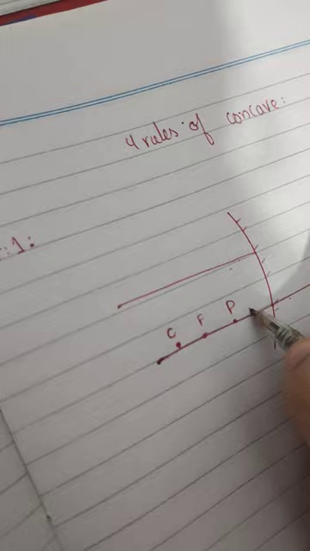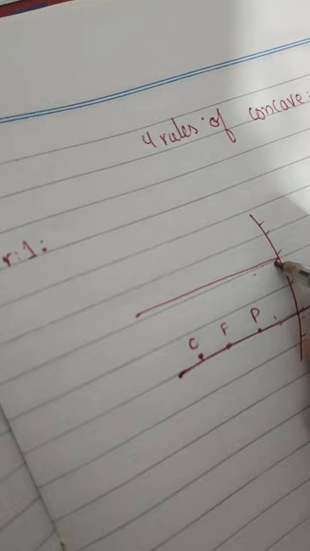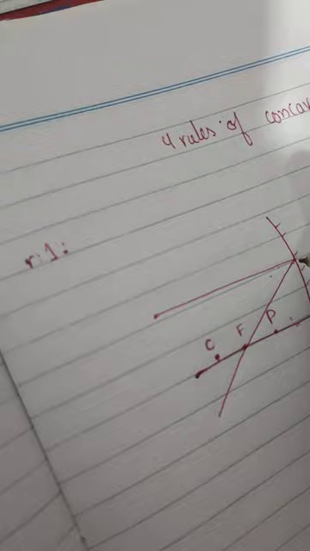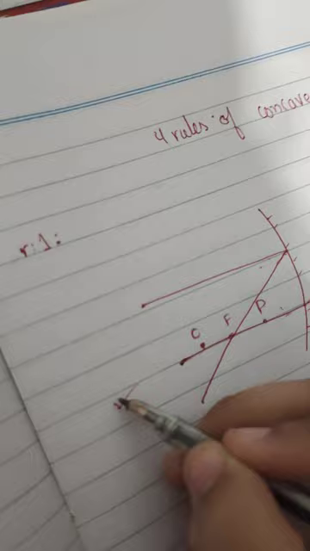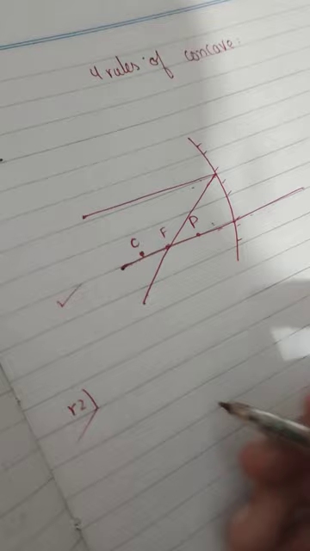After reflection, the ray passes through the focus. This is the first rule: the light will be parallel to the principal axis, and after reflection it will pass through the focus. So this was the first rule. Now going toward the second rule, let me draw the diagram here first.